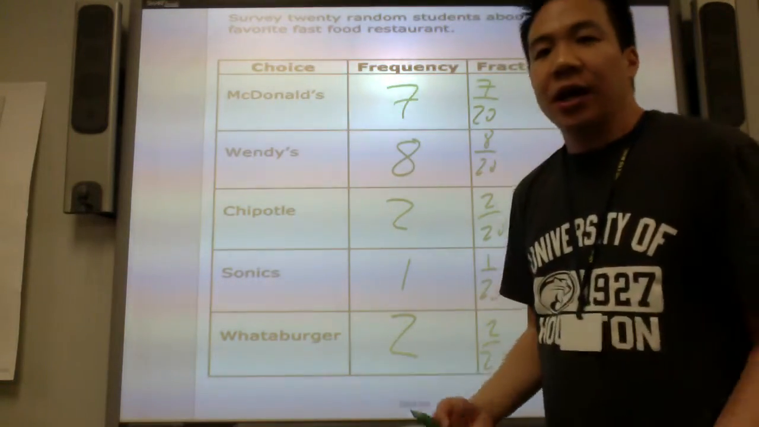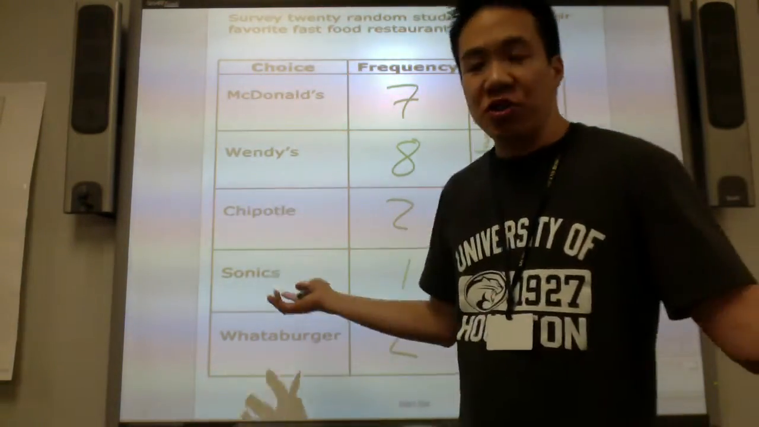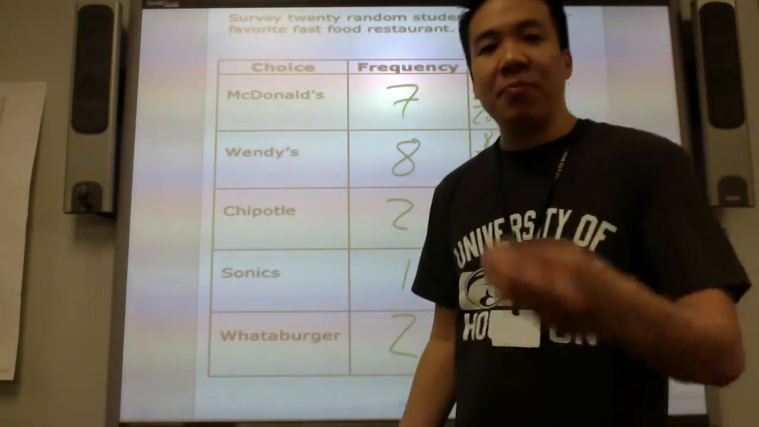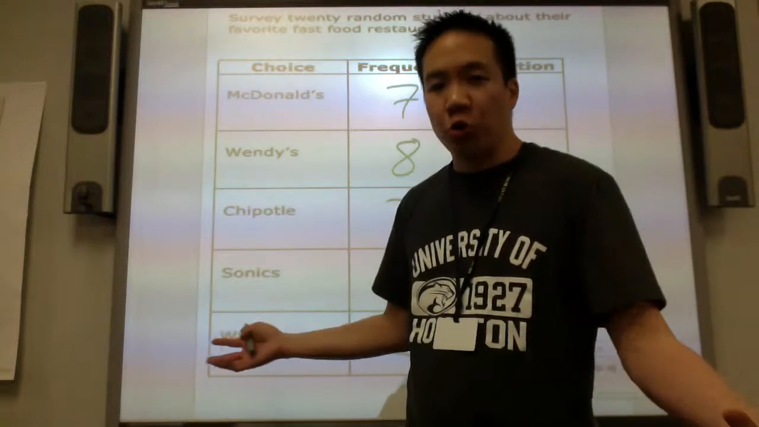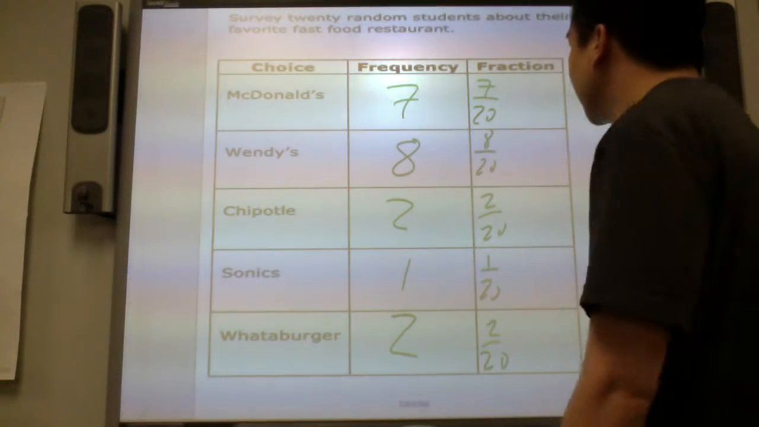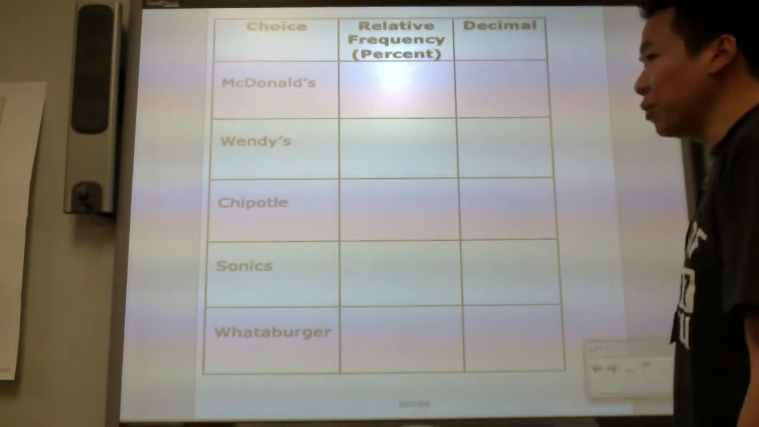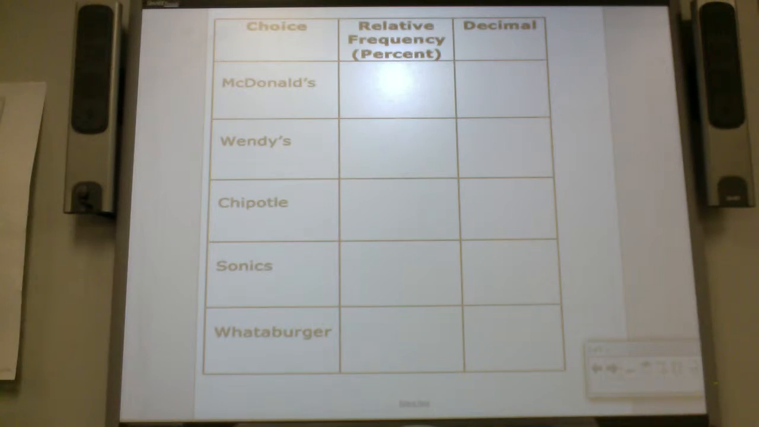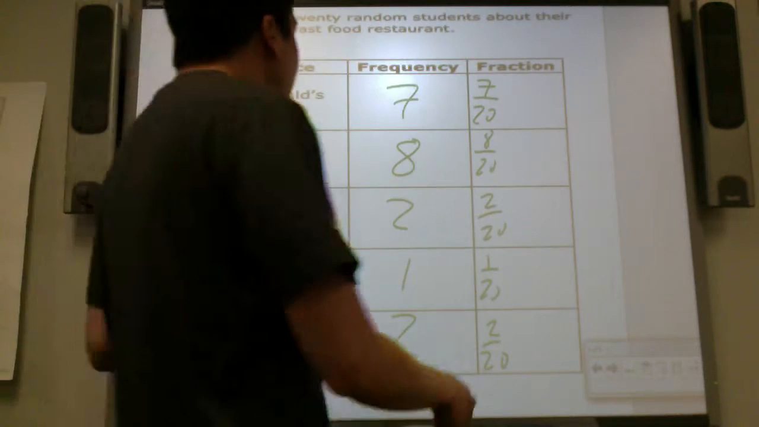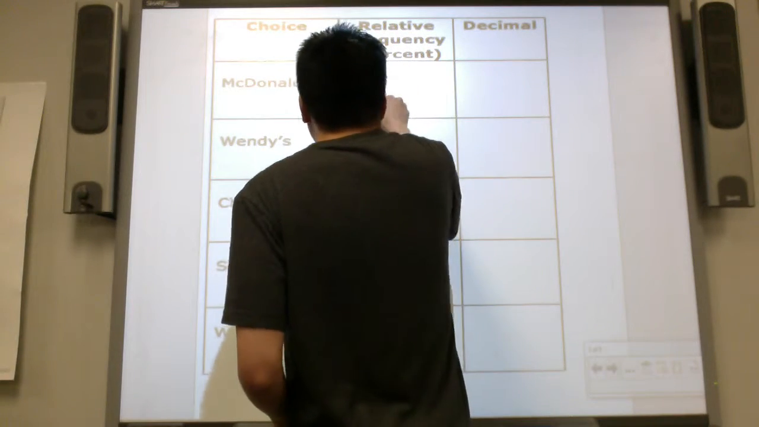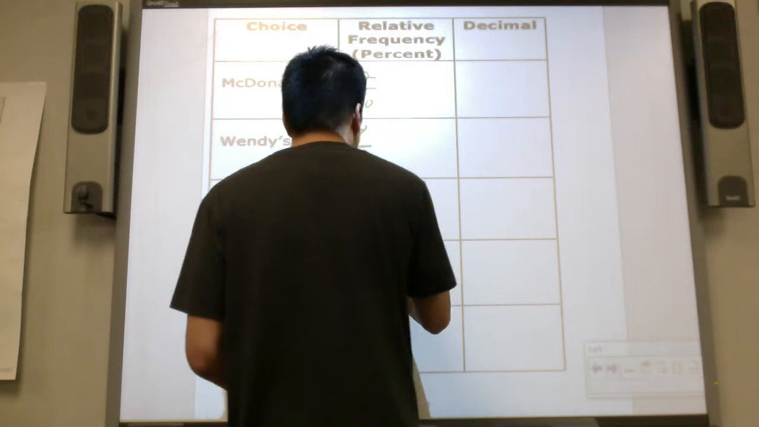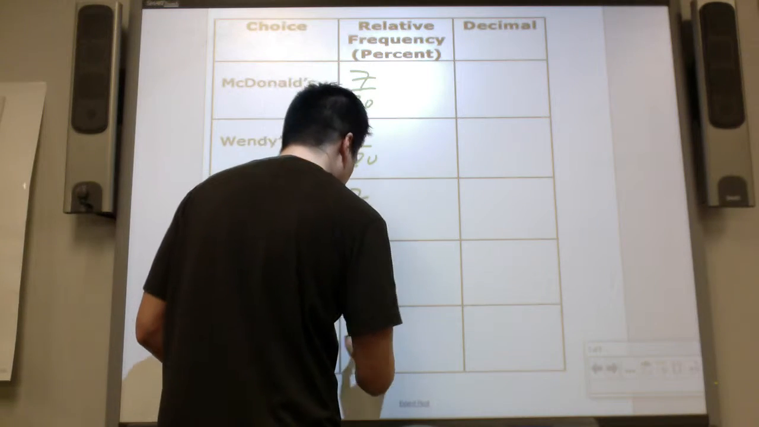if you take a sample, instead of asking a whole group of people, you just ask a certain number of people, and from them you're able to generalize what the whole group likes or dislikes. So, taking what we got from that, where's my clicker? Let's see. McDonald's, 7 out of 20. This is 8 out of 20, 2 out of 20, 1 out of 20, 2 out of 20.